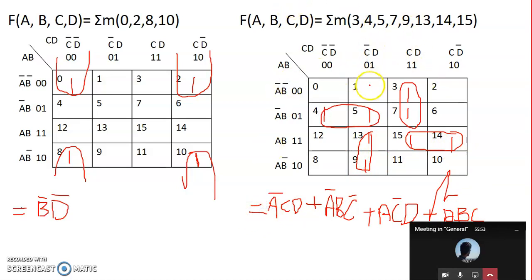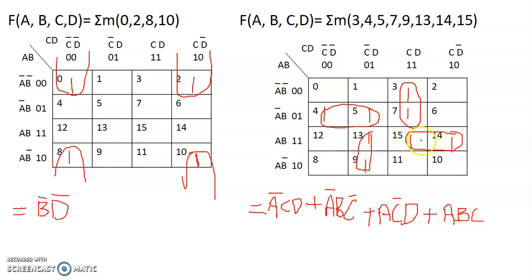I don't know how many of you got the same answer. By chance, if you make this 4 ones in one group, then that group is not required, because all these 4 ones have been covered by the different groups. So if I make this one more group, then that group will become a redundant group. So this is the final answer for this problem.